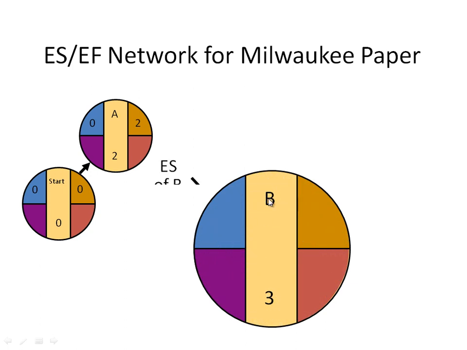For activity B, the earliest start of B is 0. It does not need A as a predecessor. It can start as soon as A starts, so it will also start at time 0. The duration for B is 3, so the earliest finish will be 3.